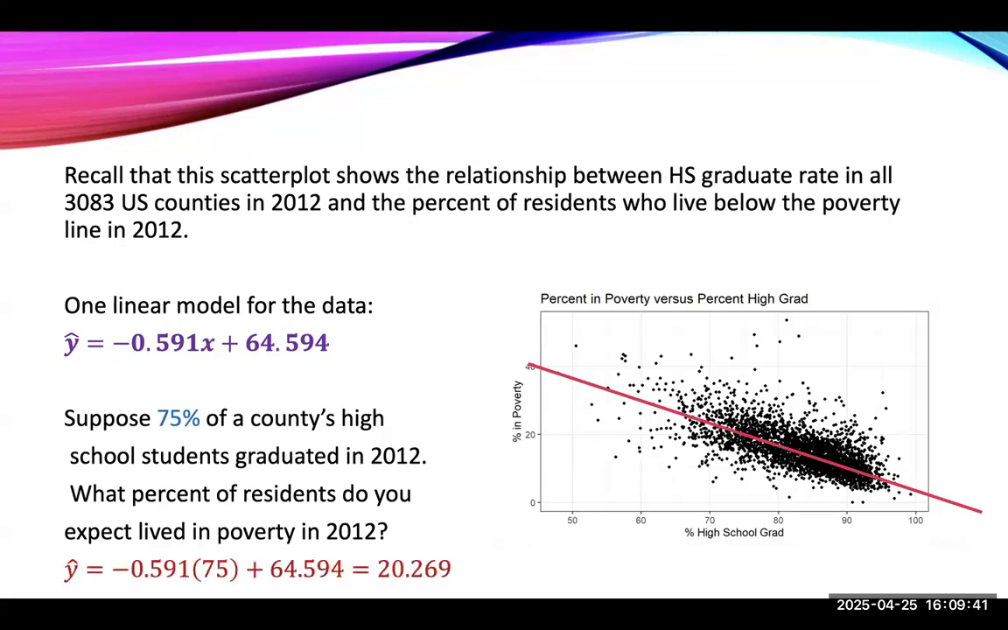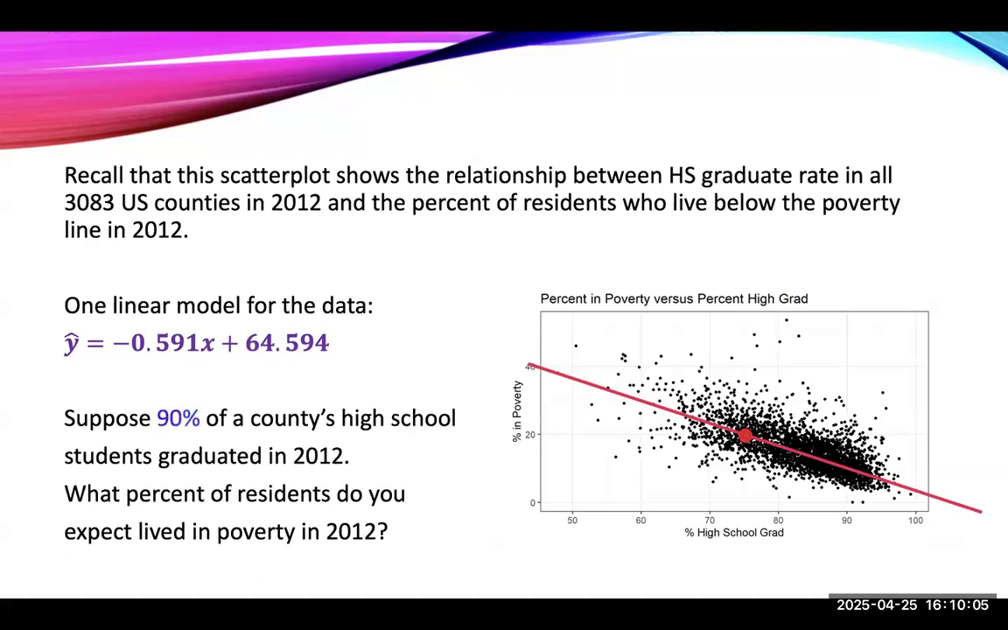And if you simplify, you get 20.269. So we would expect about 20.3% of residents lived in poverty in 2012. I made a little red dot here so you can see where it lives on the line.